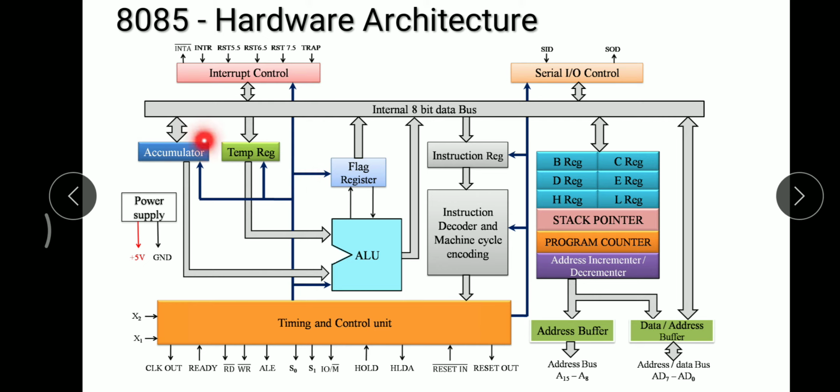You can see the accumulator and temporary register. You can see the ALU here. This is the brain of the microprocessor, and this is the flag register, instruction register, and instruction decoder. These are the registers B, C, D, E, H, L. Then the stack pointer, program counter, address buffer, data address buffer, and timing and control unit. This is the interrupt controller, and this is the serial I/O control.